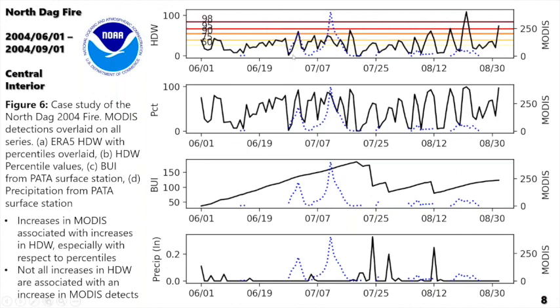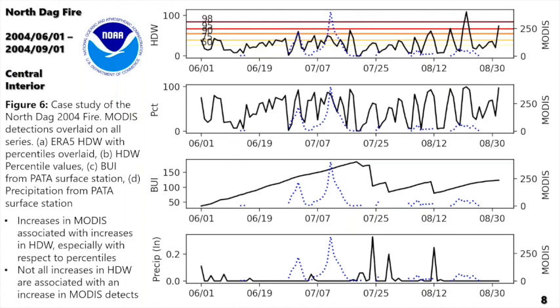in late June, where we see our first spike in MODIS detections, and it's well correlated to a spike in hot, dry, windy, both its percentile value in the second plot here and the raw hot, dry, windy value in the plot above it. This dotted blue line represents the MODIS detections. And then the top plot represents hot, dry, windy, the second plot the percentile values, the third plot the buildup index, and then the fourth and final plot is precipitation.